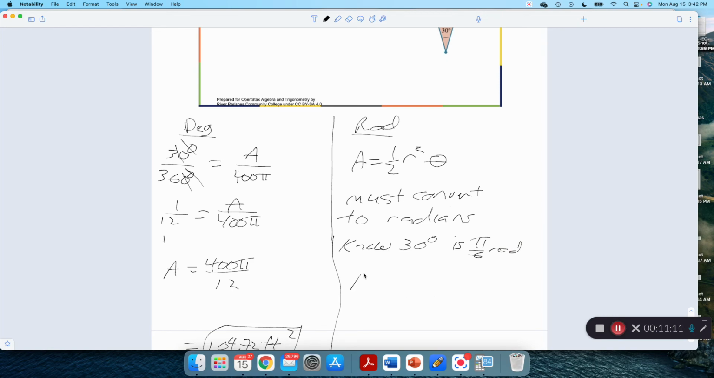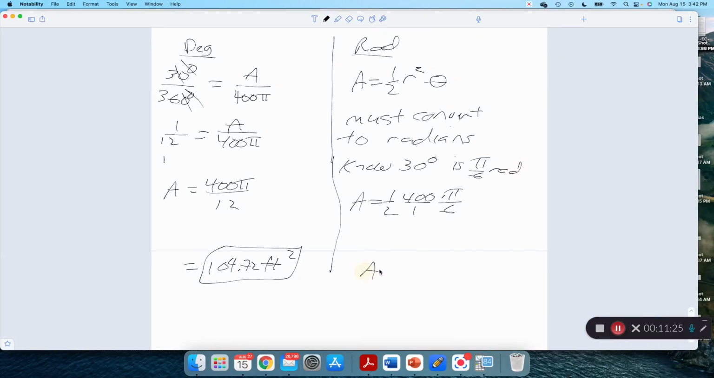So now I can just use the formula. A will be 1/2. R squared, 20 squared, we know is 400 times pi over 6. Just make all of these a fraction. Multiply across the top and across the bottom. A will be 400 pi over 12. That's the same answer we got here. I don't have to type that in a calculator again. It's the same answer. So this way is easier if you can easily convert the angle into radians. If you can't, if it's some nasty angle, set up this proportion. And that's a good place to stop.